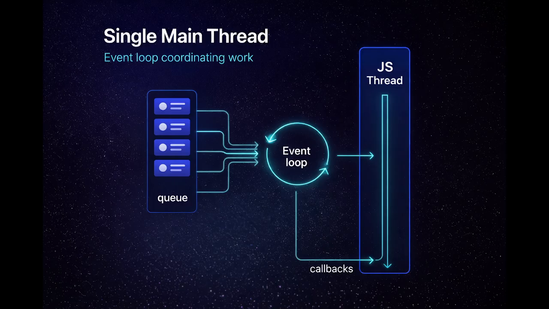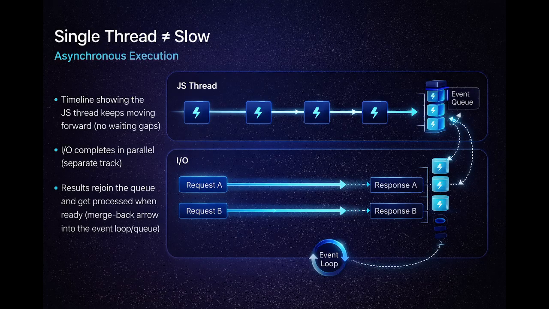Node.js runs JavaScript using a single main thread. At first, this may sound like a disadvantage, especially when dealing with many users. But in reality, this is one of the key strengths of Node.js. Single-threaded does not mean slow. Node.js achieves high performance by avoiding blocking operations. Instead of waiting, slow tasks are handled asynchronously, allowing the main thread to stay free and responsive.